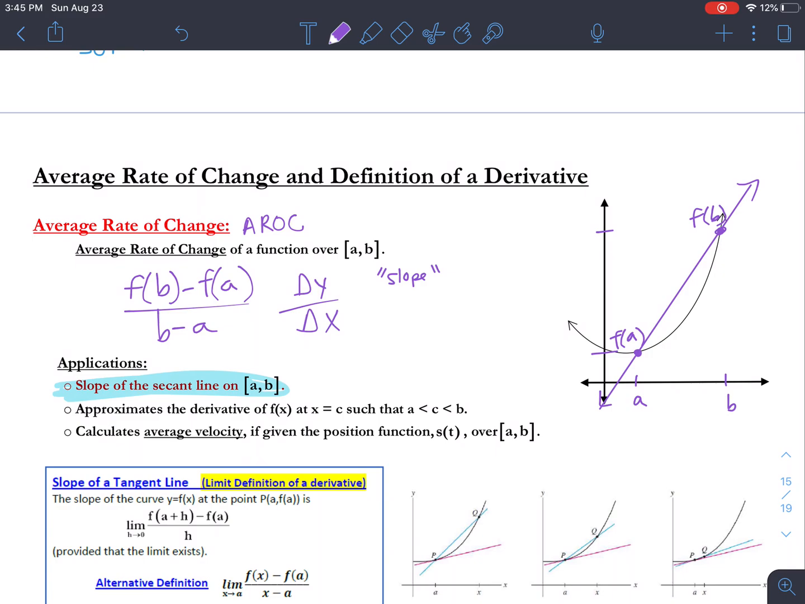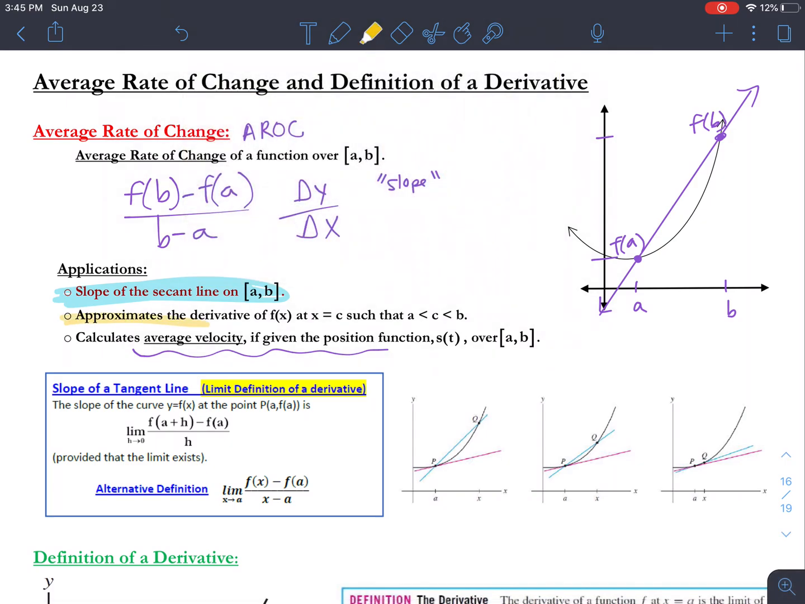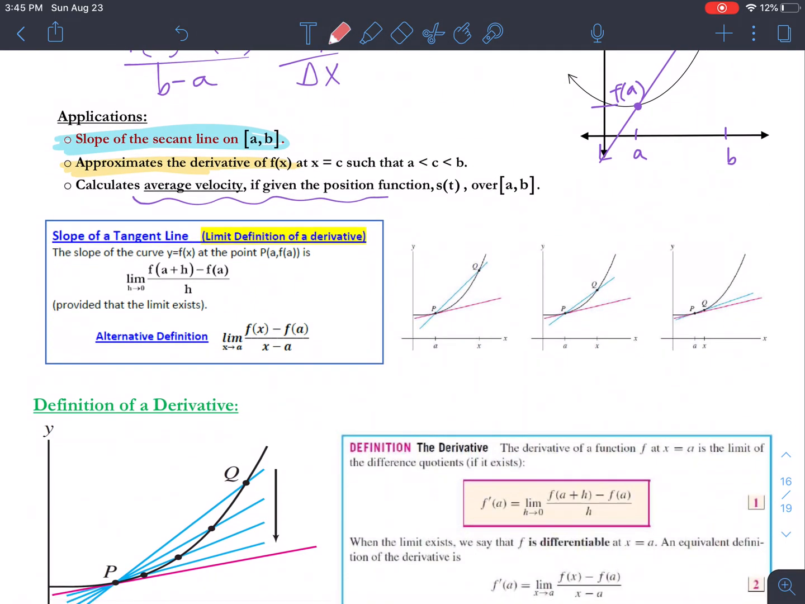Okay, and like I said, we'll talk more about average velocity and position. One other thing you want to notice here is it approximates the derivative if we don't know anything about the function, and we'll talk about that more in a later example. Okay, so again, you might have done some of this last year, talked about tangent lines, derivatives, shortcuts. We're going to start at 0, pretending we haven't heard anything about it.